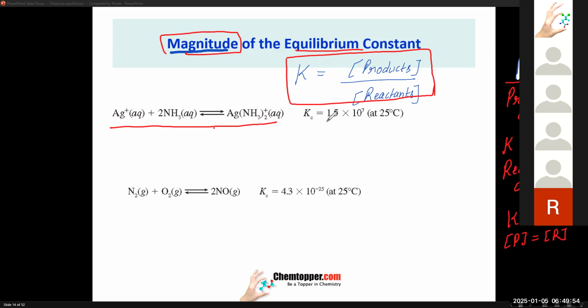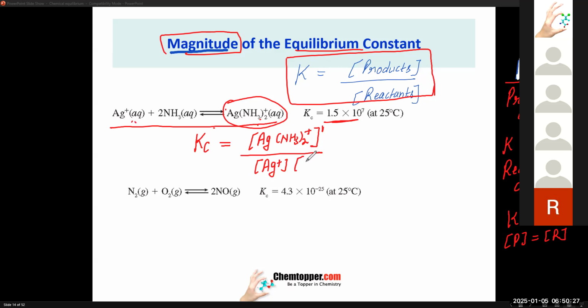Look at the magnitude of K expression here. Kc here is the silver amine complex. Don't worry about the name. The concentration of this complex, which is the product, with coefficient 1 raised to power 1, over the concentration of Ag plus times the concentration of ammonia raised to power 2. So write it down in your notebook and practice how to write Kc.